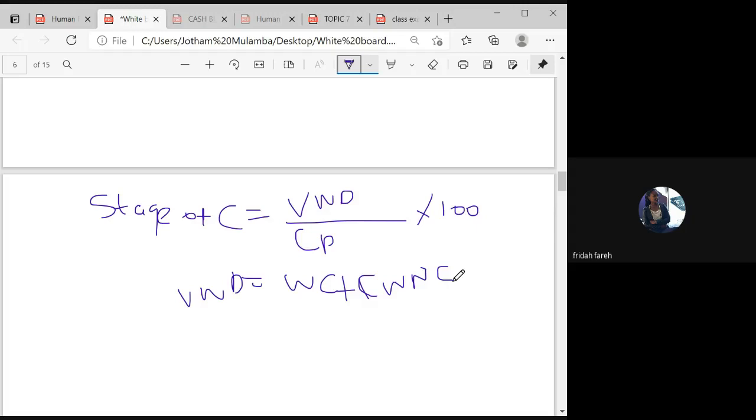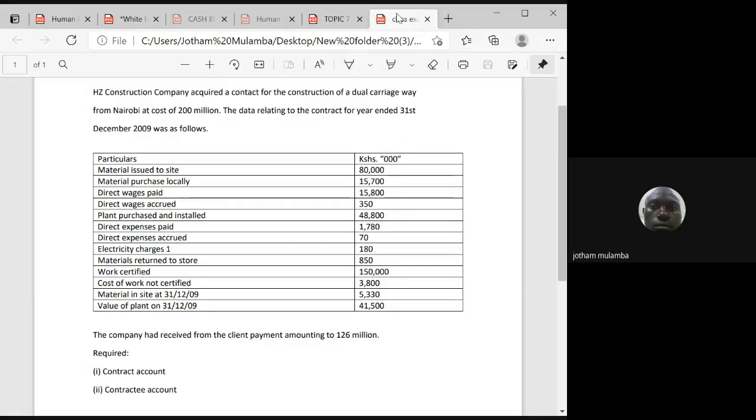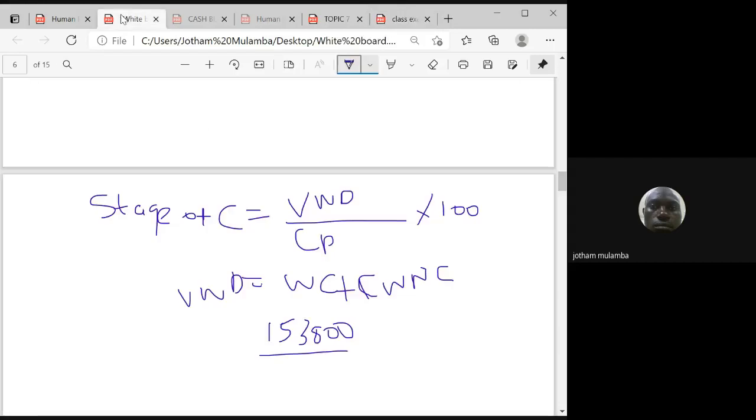And 53,800. 153,800. And what was the contract price? From that question, what was the contract price? 200 million, yes. So we do 153,800 divided by the 200,000. Remember that there are 3 zeros that we have been leaving out, but you can write in full for the purpose of revision. Then we multiply by 100.